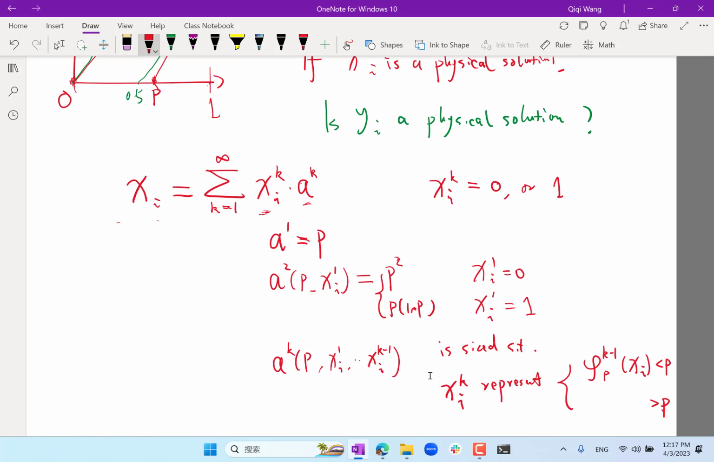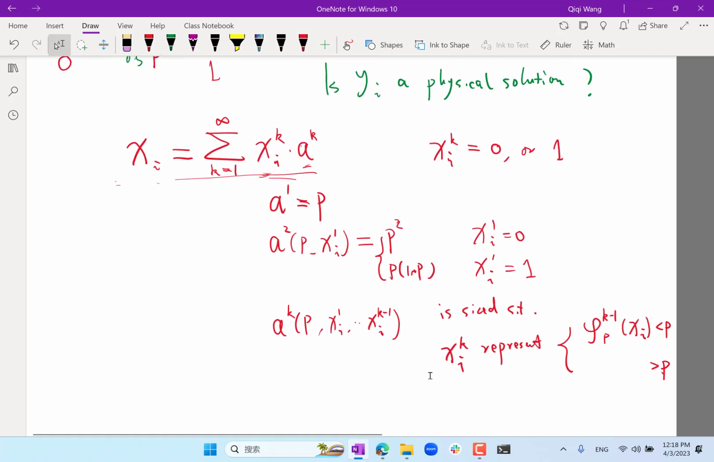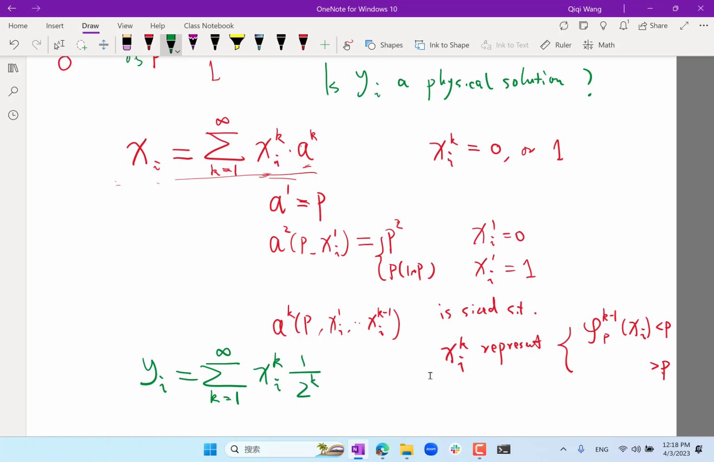Okay, so as you can see, this representation when P is equal to 0.5 is exactly the same as the binary series representation, right? But for P different from 0.5, this is still a binary representation, but one that differs from the traditional definition. Then I'm going to tell you what the shadowing map is. yi is going to be exactly equal to the infinite series of exactly the same xik, but multiplied by 1 over 2 to the k. So exactly the same traditional binary representation.